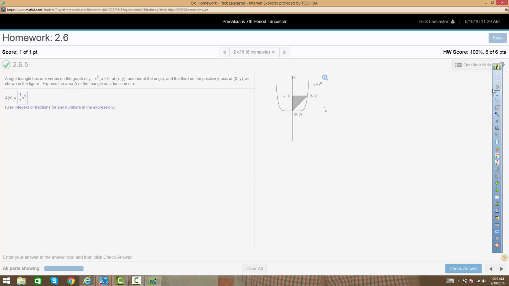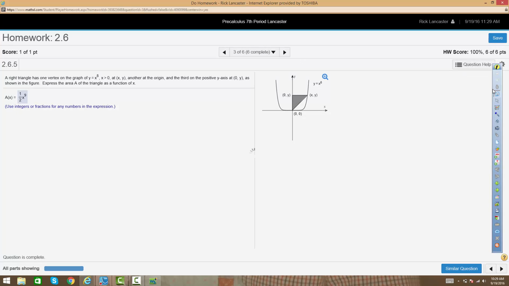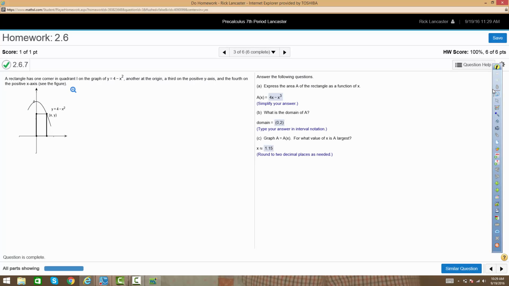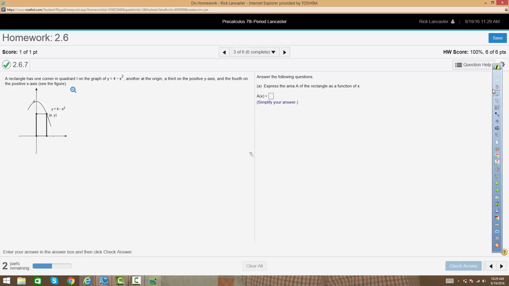So we'll acknowledge that, and we're on to the next problem. I'm going to click similar question. A rectangle has one corner in quadrant 1 on the graph of y equals 4 minus x squared, another at the origin, a third on the positive y-axis, and a fourth on the positive x-axis. See figure. So they were nice enough to give us a drawing.